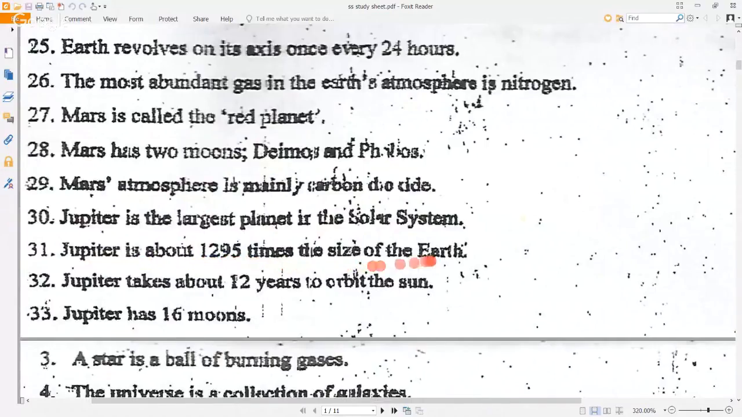1,295 times the size of Earth. Jupiter takes about 12 years to orbit the sun. At this time, Jupiter had 16 moons. We know that it's well over 63 moons at this time.